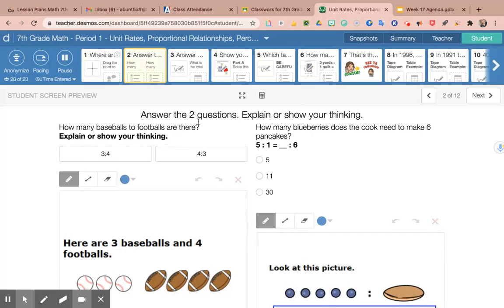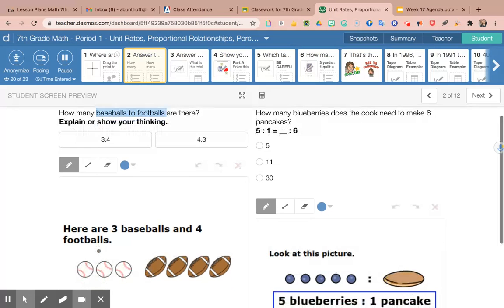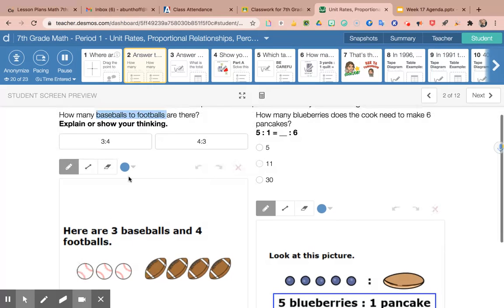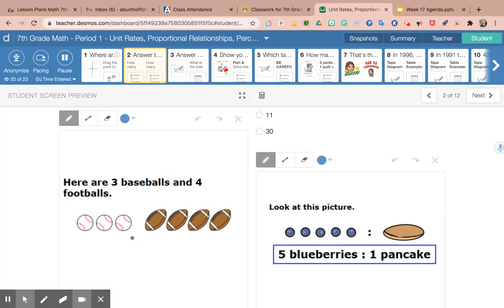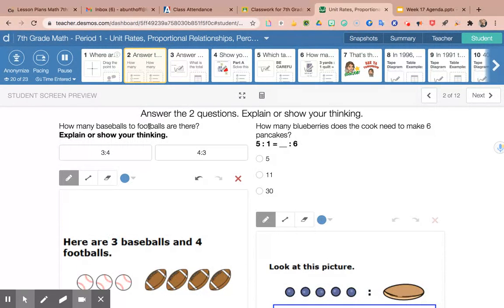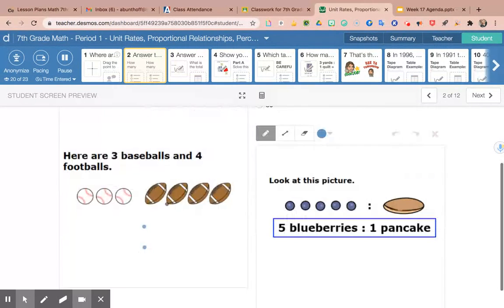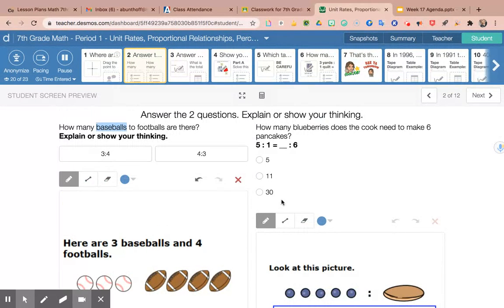Number 2, it says answer these 2 questions. How many baseballs to footballs are there? So here are 3 baseballs and 4 footballs. They want to know baseballs to footballs. So the number of baseballs should go first and then the number of footballs. So you're going to click the one that matches. And then on the whiteboard, you should draw how you got your answer. So I want to know baseballs to footballs. So the number of baseballs should go first. So tell me what you get and then show me on the whiteboard how you know that that's the answer.